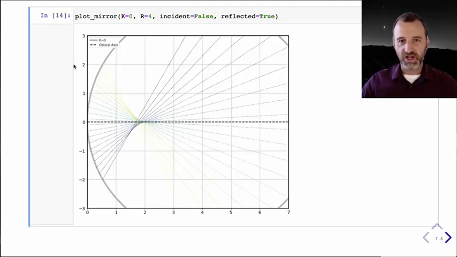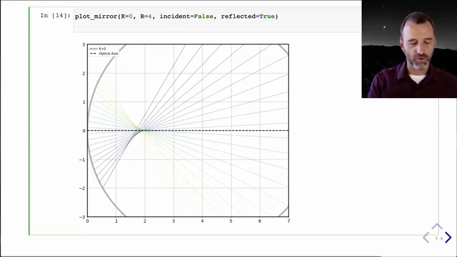Light rays are coming in. They're not drawn now, but they're bouncing off the mirror at different points. And all of them are going to about the same spot. But you'll notice they're not all going exactly to the same spot here. So we can change the limits here. Let's just zoom in a little bit to make this even more clear.